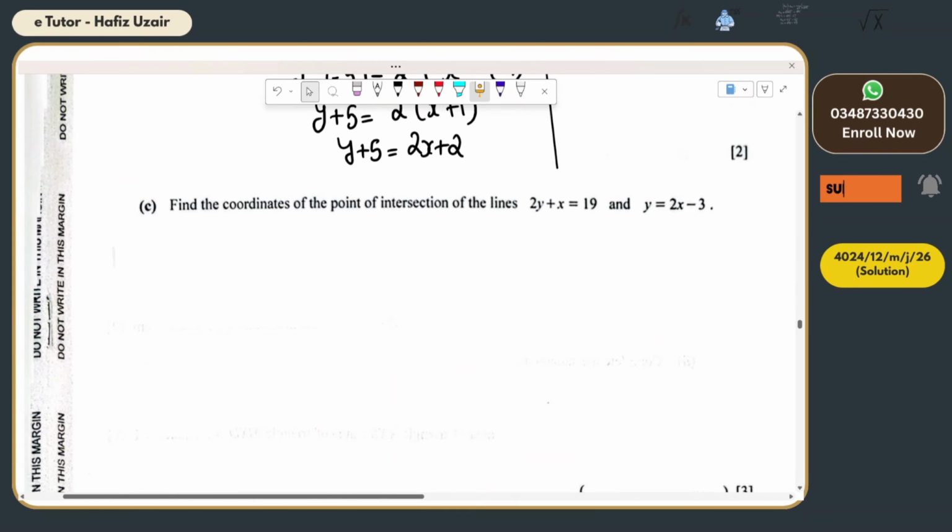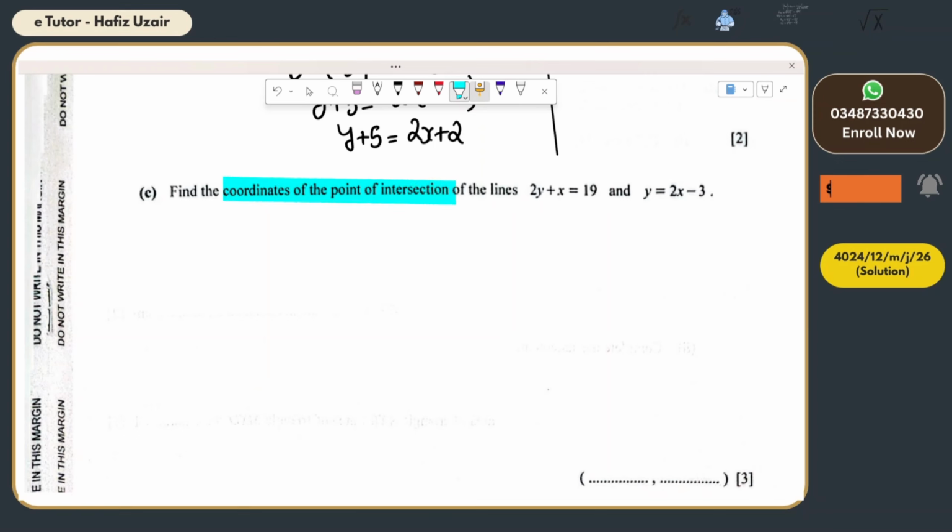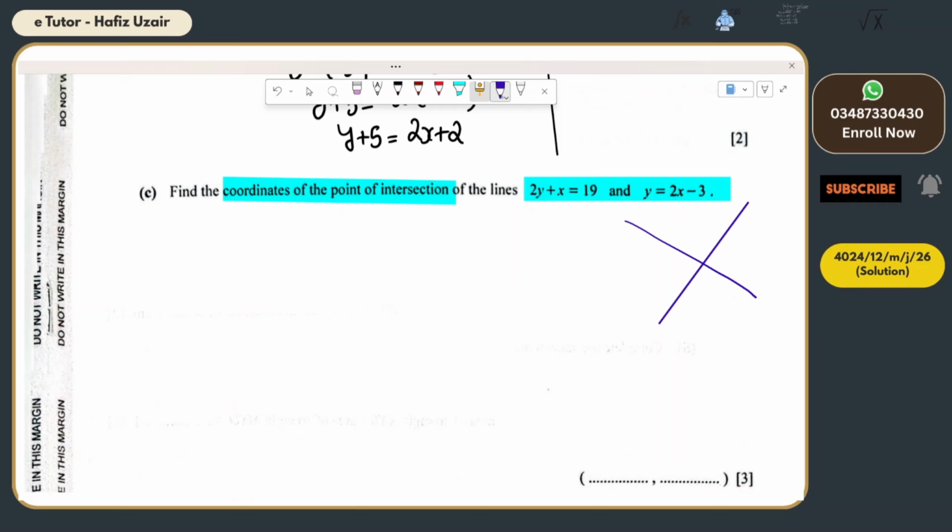Okay, let's do part c of this question. So this is an interesting question. Find the coordinates of the point of intersection of the line 2y plus x equals 19 and y equals x minus 3. So basically we need to find the point of intersection. Let's suppose you have any two lines over here. These are meeting at this point. So at this point, their solution must be the same. Their coordinates must be the same.